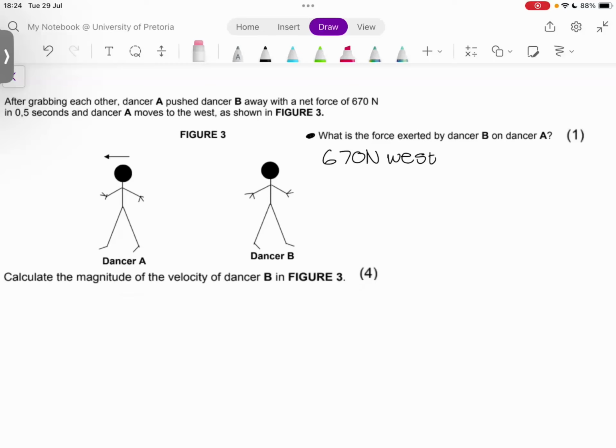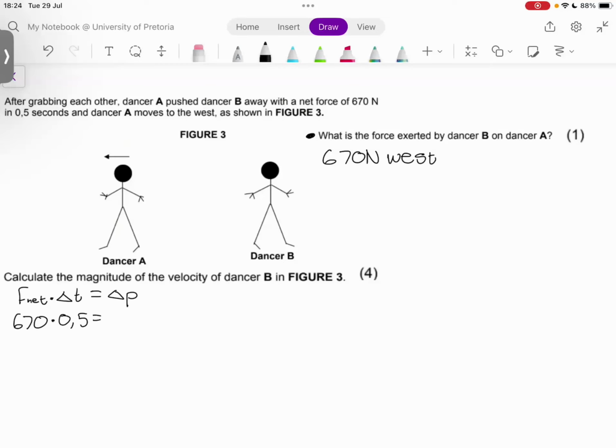Now let's get to the following question. Let's calculate the magnitude of the velocity of dancer B in figure 3. For this one, we would have to use the impulse formula. We were given the net force as well as the time, so we can use the impulse formula. So let's write it down. That is going to be F net times delta t is equal to the change in momentum. We know what F net is, that is 670. Delta t in this case is 0.5.